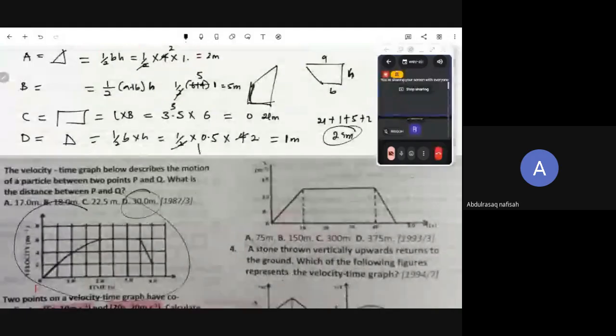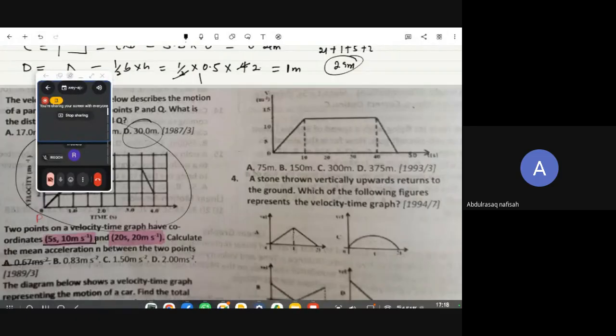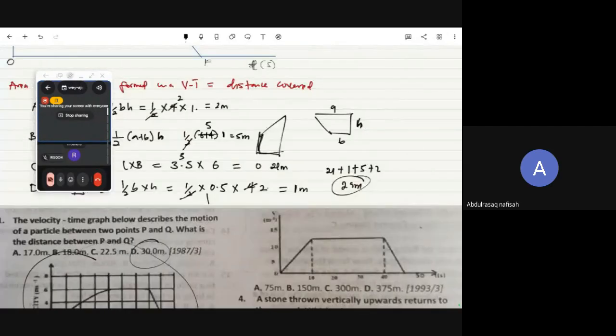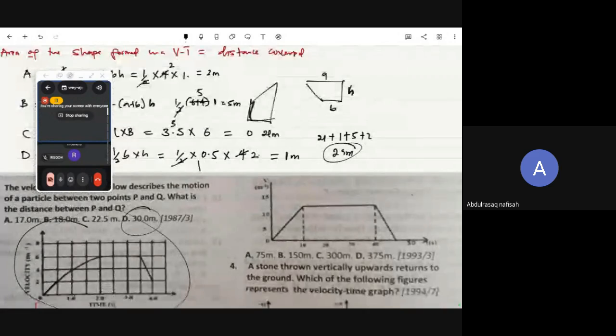So this one now we can apply the issue of the area. Now this is the diagram. We have to calculate the total distance covered in this motion. Now, I already told you guys that the distance covered in a velocity time graph is the area of the shape formed. So if you can get the area of this shape, you are going to get your answer.